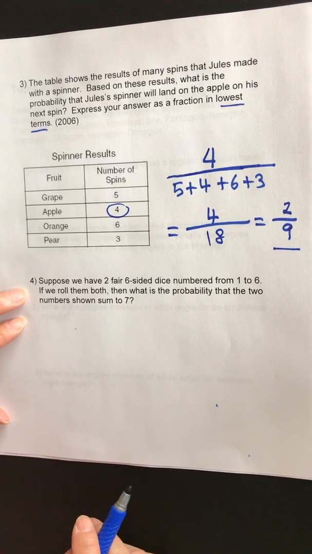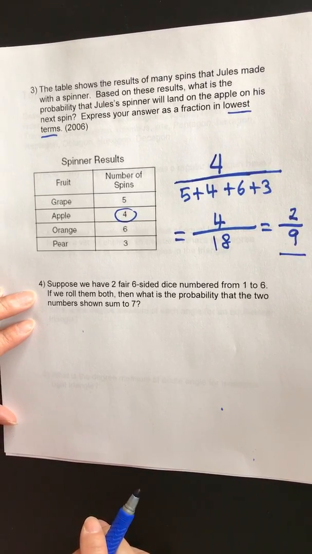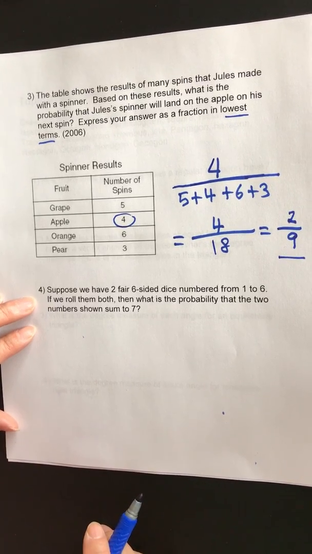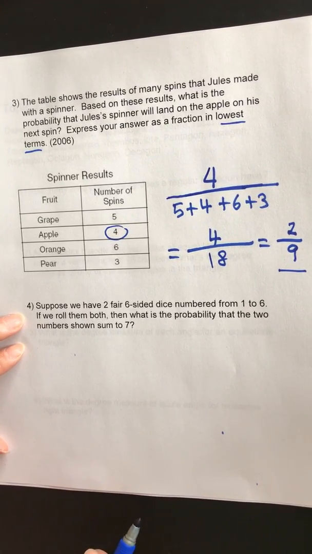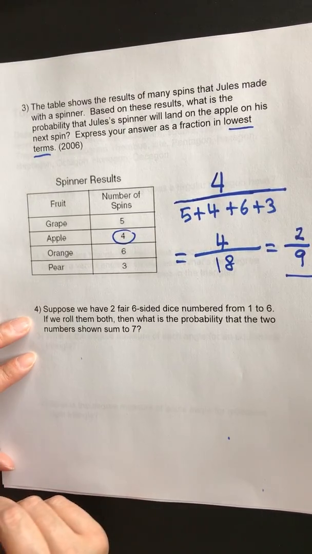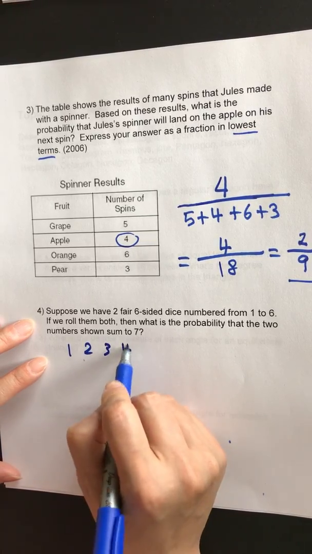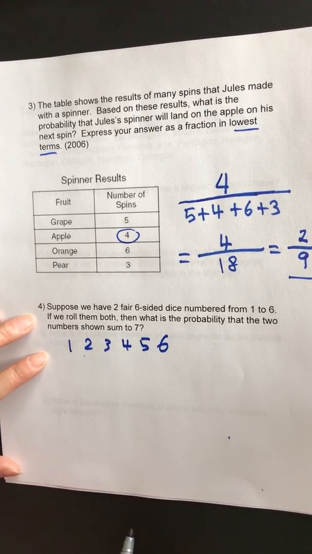Another example, suppose we have 2 fair 6-sided dice numbered from 1 to 6. If we roll them both, then what is the probability that the 2 numbers shown sum to 7? Okay, here, this problem I think is a very interesting problem. I'm going to introduce this way of doing it.